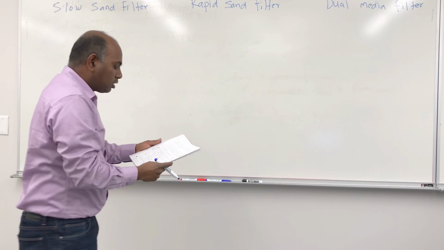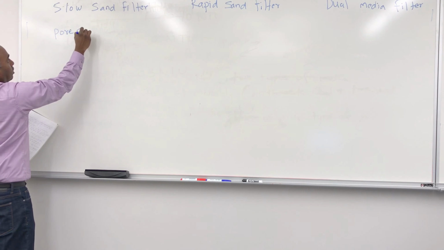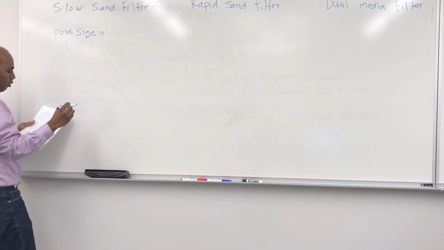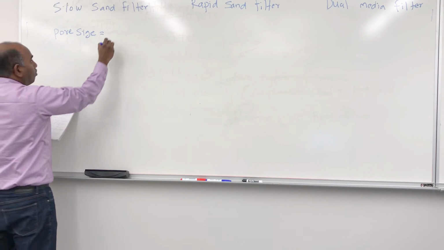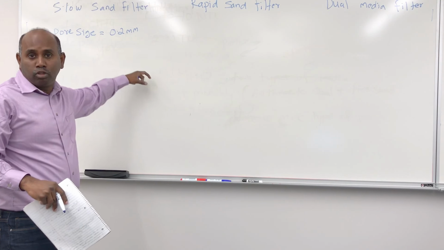Okay. So slow sand, the flow rate. Slow sand, as the name implies, is a filter made up of sand material. The effective pore size in a slow sand filter is about 0.2 millimeters. So that is the spacing in between the sand particles inside a filter. Whatever particle we are trying to remove has to get trapped within this pore space.